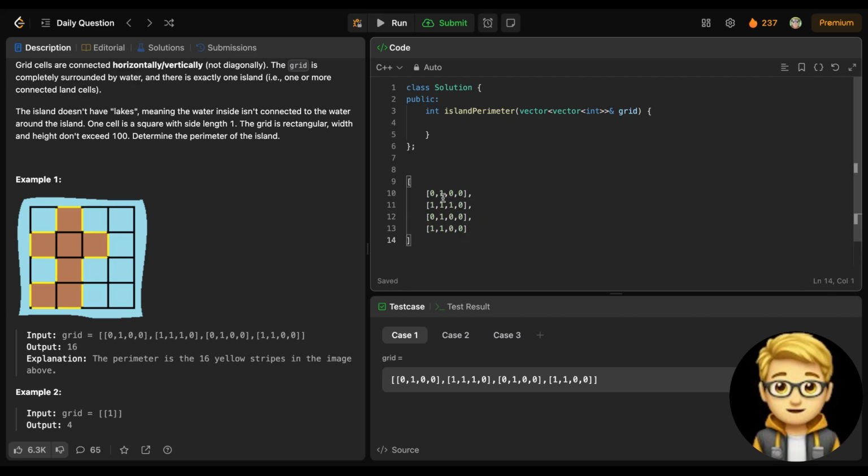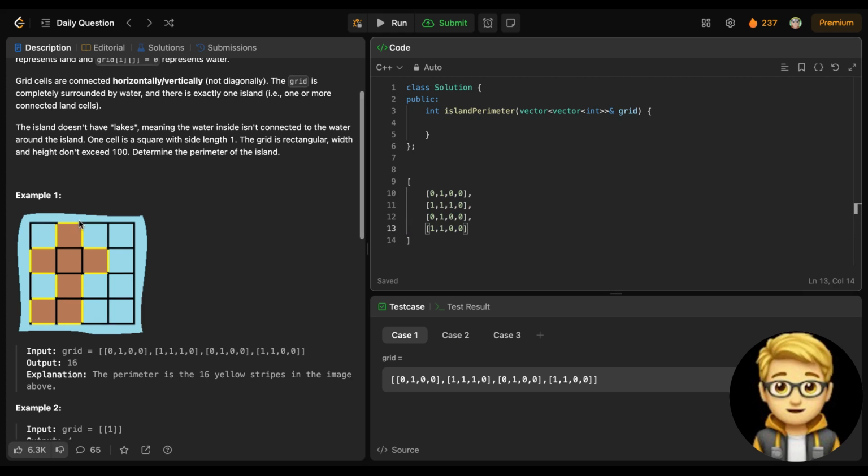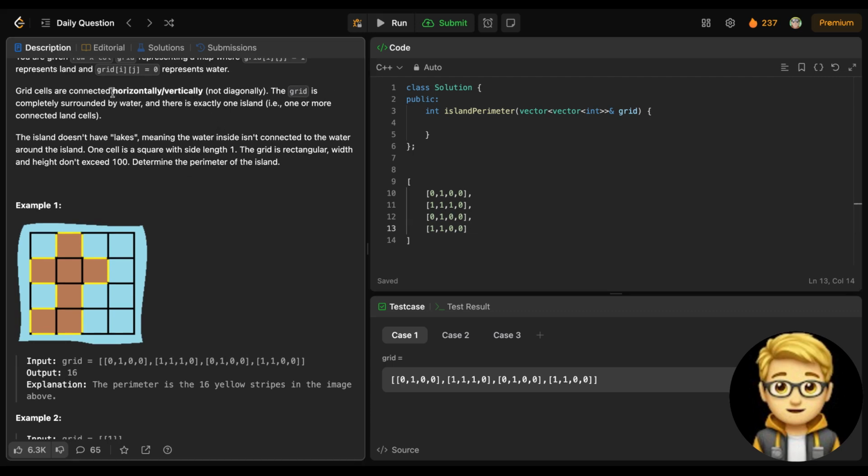Suppose I am iterating over the whole grid and I need to find a starting point so that I can move in all four directions and see till where I get the cells which are part of an island, right? We can only move horizontally and vertically, not diagonally. So I will iterate over the whole grid, and suppose the first cell which is land is at 0 comma 1.